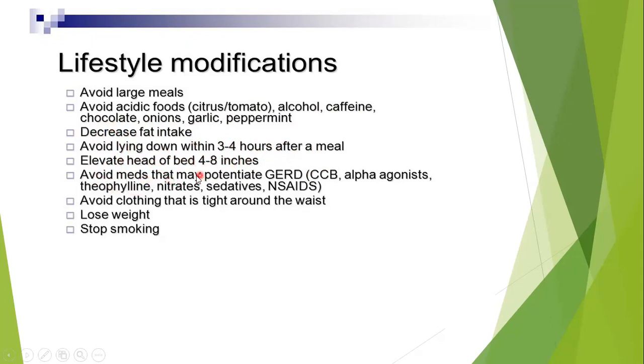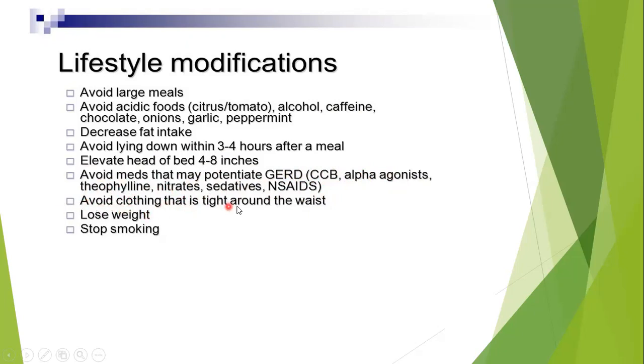Then they need to avoid medications that may potentiate gastroesophageal reflux disease. Calcium channel blockers, for example, will make gastroesophageal reflux disease worse. Alpha agonists, these are used in the treatment of hypertension, okay? Theophylline derivatives, theophylline itself, which is used in treatment of asthma, nitrates, sedatives, and of course NSAIDs. These should be avoided because they may be a risk factor for, or they may worsen the condition.